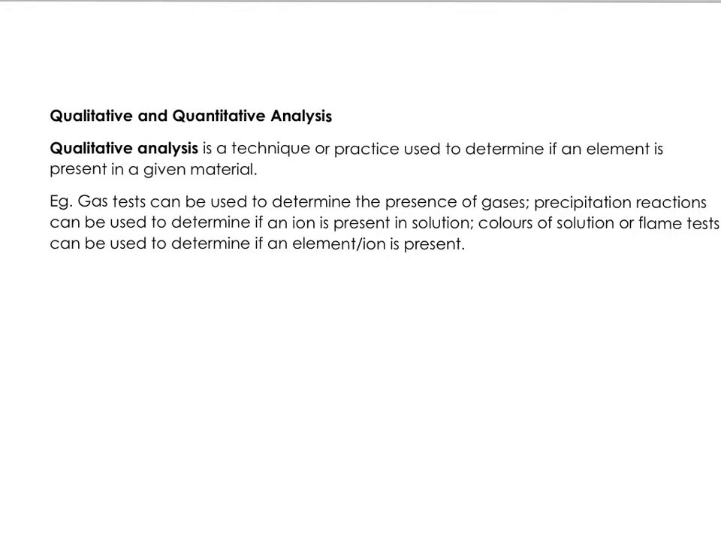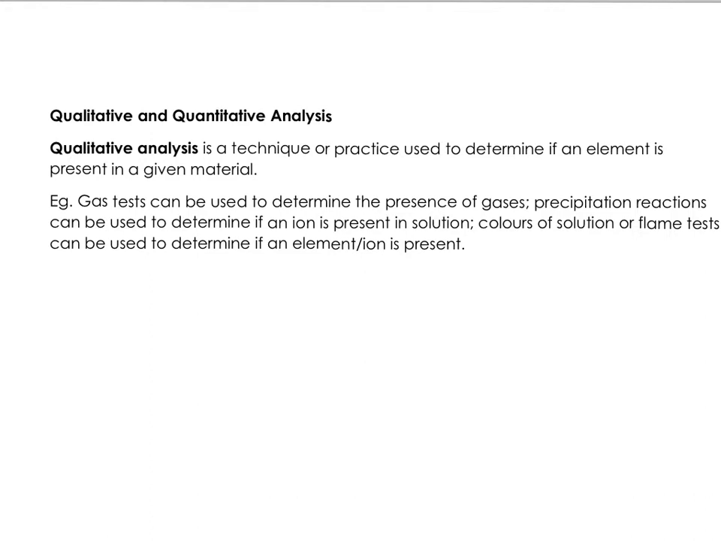And there are some really nice schematic diagrams online that show how to do this. You can add a particular reagent to your solution, and if, let's say, chloride ions are present, you will precipitate out a white precipitate. So you can identify the ions present. Colors of solutions or flame tests can be used to determine if an element or ion is present. For instance, copper 2+ makes blue clear solutions.